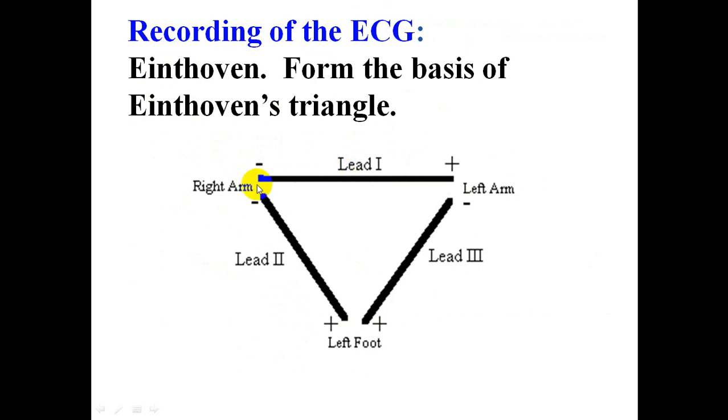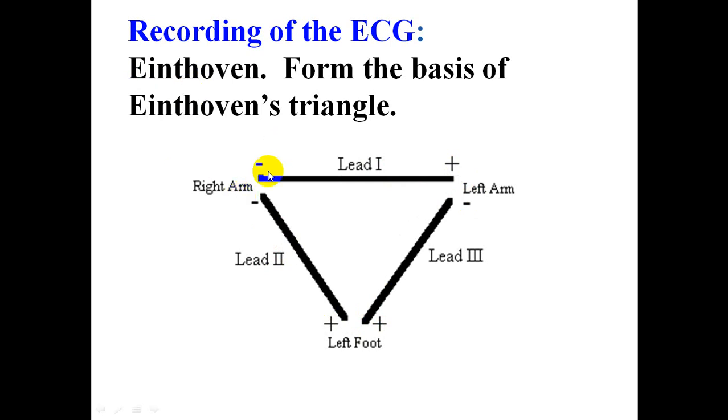This is a limb lead. Lead 1 connects the right arm to the left arm, left arm positive and right arm negative. Lead 2 is from the right arm as negative to the left foot or left leg. And lead 3 is from the left arm to the left leg. The left arm here is negative, while the left leg is always positive. This triangle is called Einthoven's triangle, which was first described at the end of the 19th century.